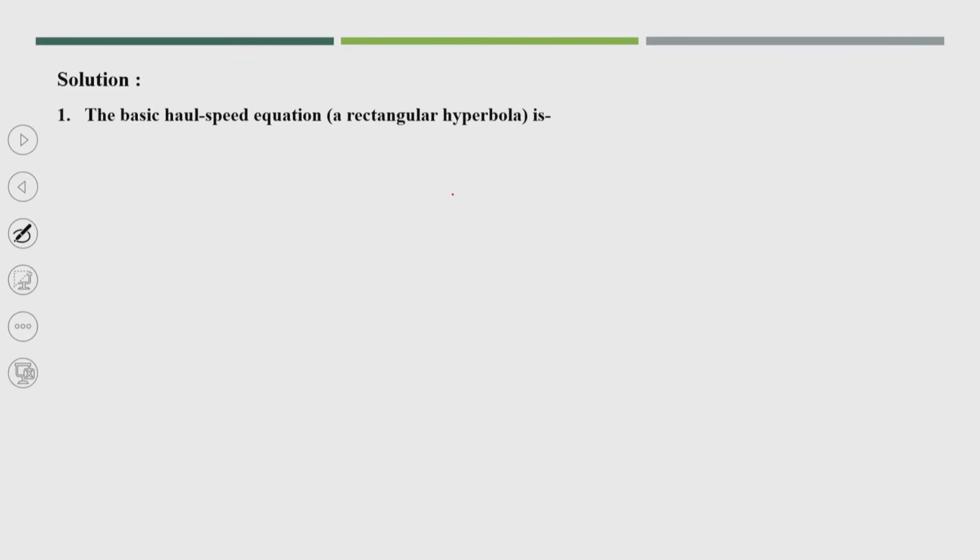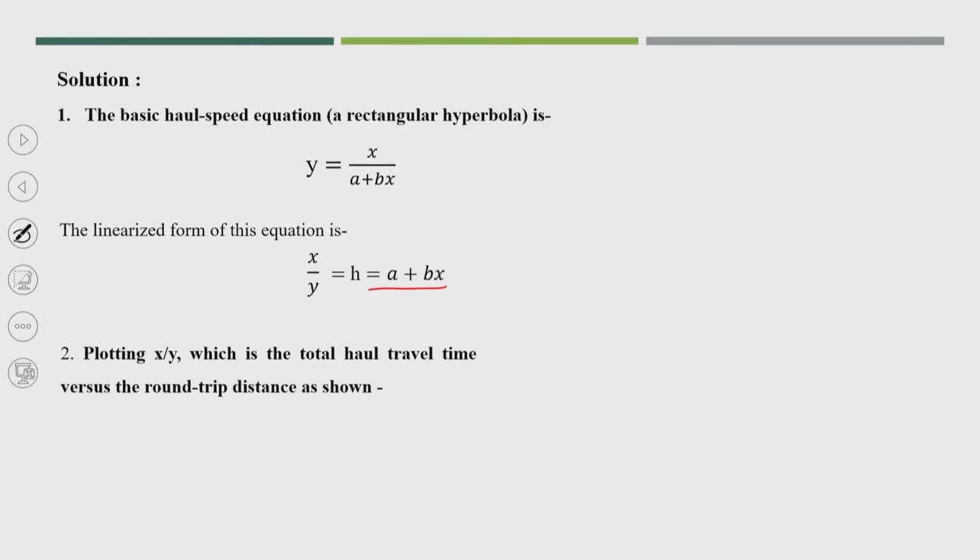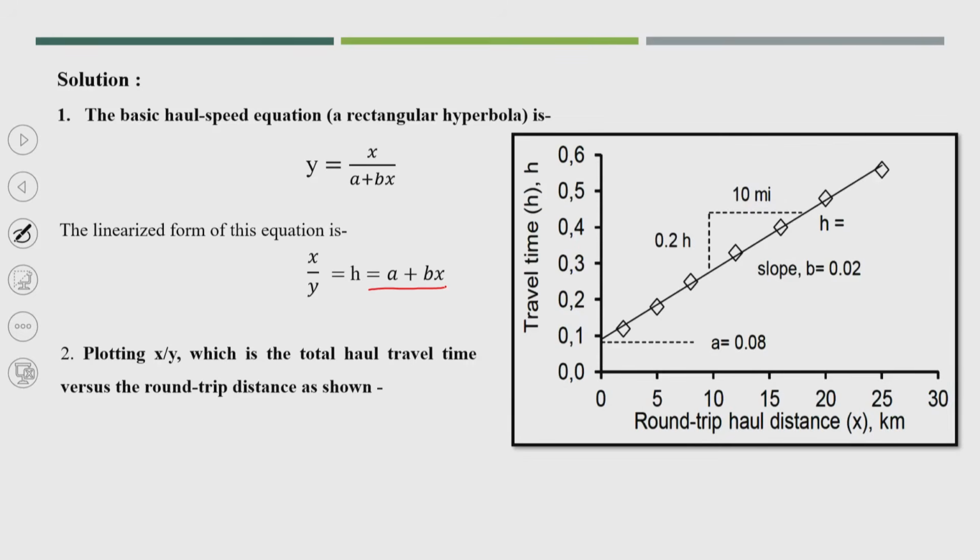Now, we will go for the solution. The basic haul speed equation, we know, is a rectangular hyperbola, that is y equal to x by a plus b x. If you linearize this equation, we will get h equal to a plus b x, which we have seen in the previous slide. Now, if you plot the given data, x and y, that is the total haul travel time versus round trip haul distance, we will see a plot like this.